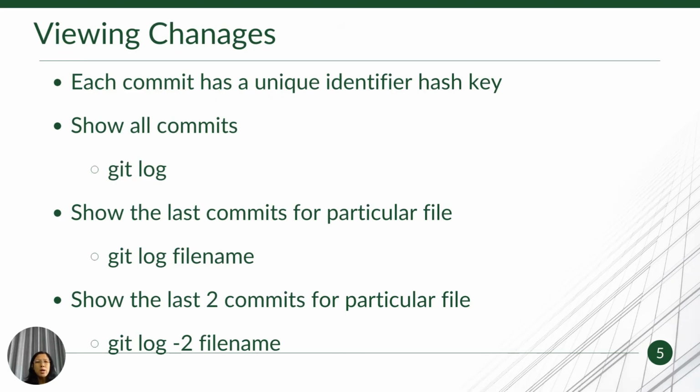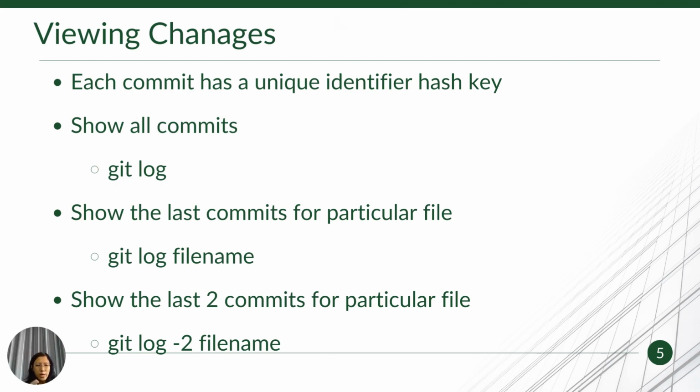Now let's look at how to view the changes. Whenever you make a commit, each commit has a unique identifier, a hash key. So we can use this hash key to look back at a particular version. To see all the commits, we can use git log. It will give you all the commits that you have done over time. But if you have committed multiple times, it is a bit difficult to see. So let's say we want to see only the last two or last three commits, we can use -2, -3 to see the last two commits or the last three commits.